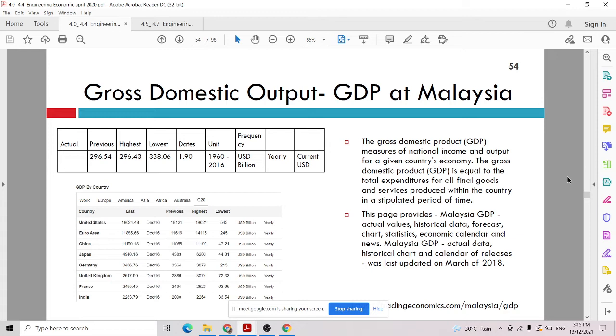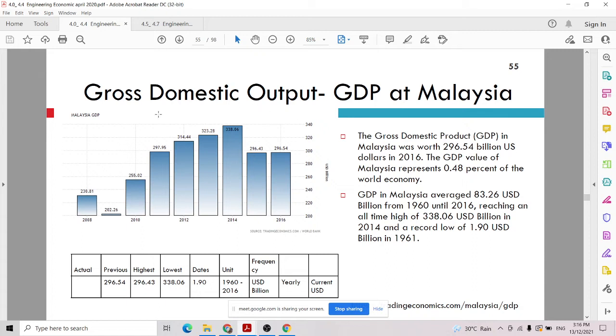So this is the Malaysian sector. Basically the highest will be at this previous condition. This is from 1960 to 2016. The highest is about $296 billion. Okay, where it comes from 2009 up to 2016. So this is the GDP. The highest will be in 2014.